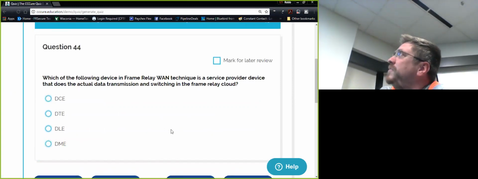Which of the following device in frame relay WAN technique is a service provider device that does the actual data transmission and switching in the frame relay cloud?